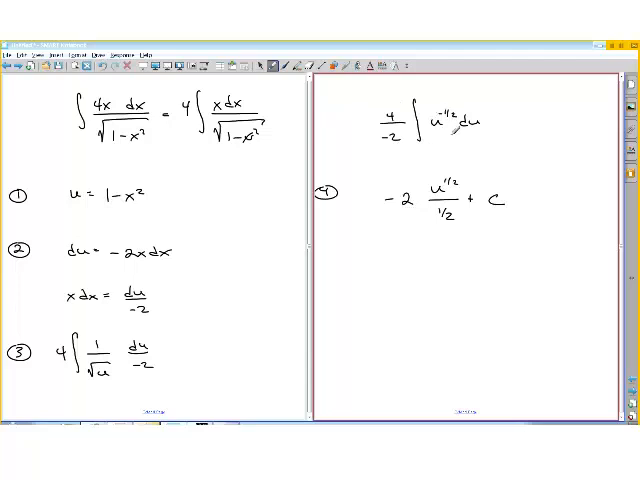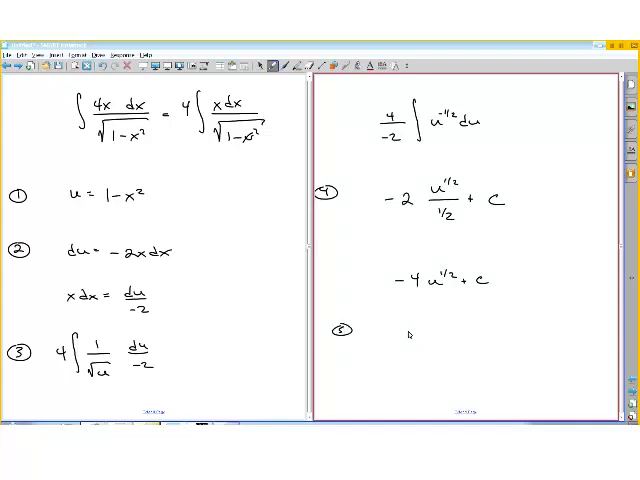So this becomes that. For this integral, add 1, then divide by the new exponent. Dividing by 1/2 is like multiplying by 2. So I get negative 4 u to the 1/2 plus c.